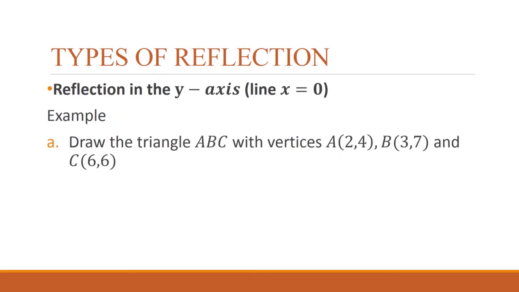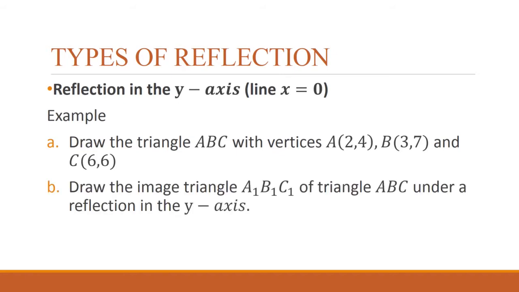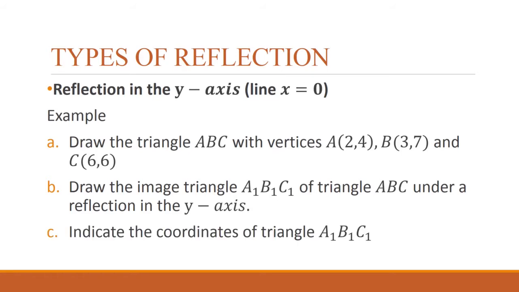Example: draw the triangle ABC with vertices A, which is (2, 4), B, (3, 7), then C, which is (6, 6). Then also you are supposed to draw the image triangle A1, B1, C1 of triangle ABC under a reflection in the y-axis. Then lastly, you have to indicate the coordinates of the triangle A1, B1, C1.